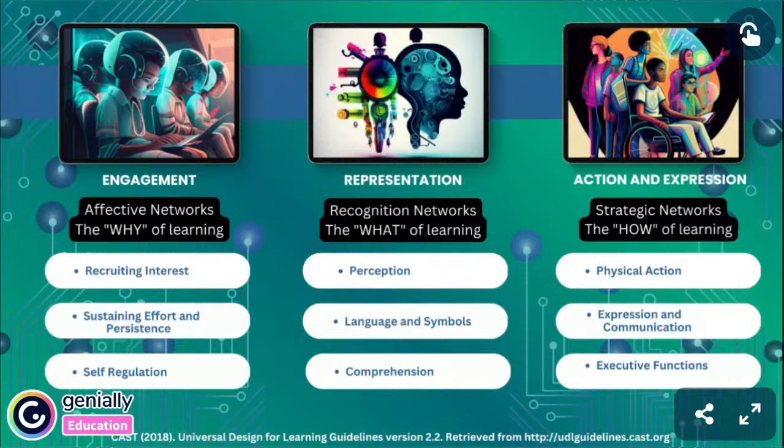So moving forward, we're just going to look real quick at how they break down. Engagement looks at recruiting interests, sustaining effort and persistence, and self-regulation. Representation, which is what the rest of this presentation is going to be based on, is the what of learning. It focuses on how students perceive information, the language and symbols we use as teachers, and how they comprehend it. Then there's action and expression. This is the how. So how are they going about learning? How are they communicating that learning, their executive functions, how they're processing it, and then the physical action that's involved?